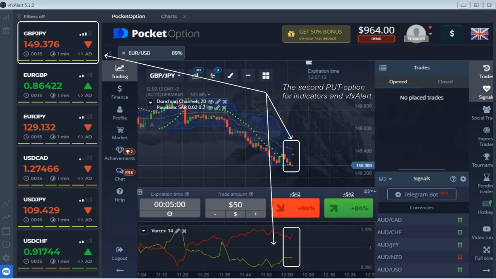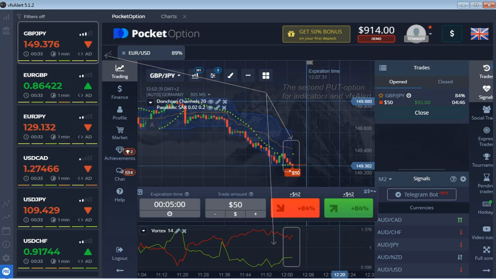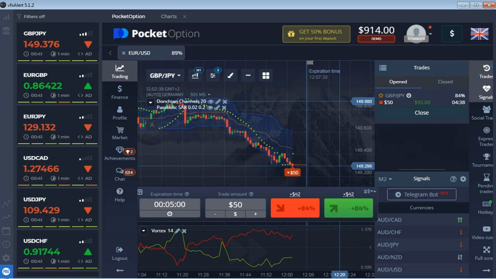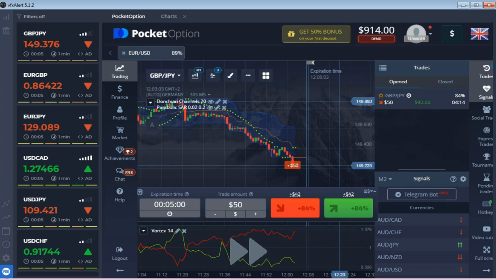Pound-Yen. The situation is the same as in the first auction. On indicators and VFX Alert, the signal of the second put option. In addition to indicators, look at the chart for technical and graphical patterns. They can cancel even the strongest technical signal. Patterns such as head and shoulders or doji require special attention.